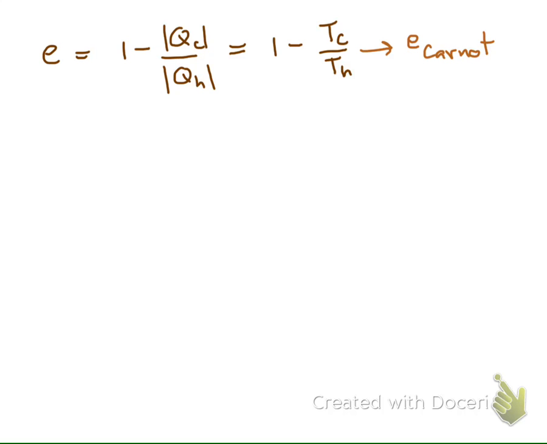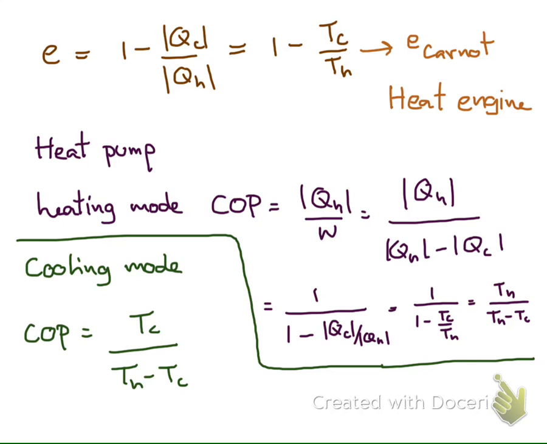However, it can be shown that the ratio of QC over QH will equal the ratio of TC over TH, where TC is the temperature of the cold reservoir and TH is the temperature of the high reservoir in the Carnot cycle. So we can have the efficiency for the heat engine that operates under the Carnot cycle as 1 minus TC over TH. And this is the maximum theoretical efficiency of the heat engine. So this expression is the expression for the heat engine.